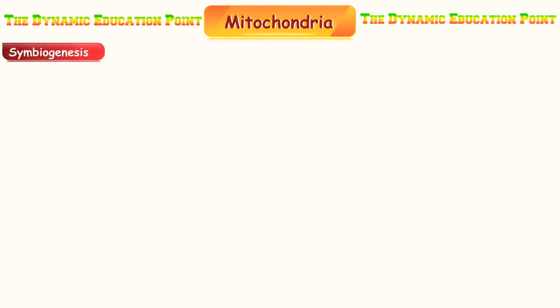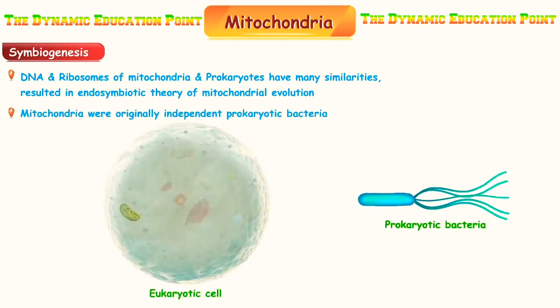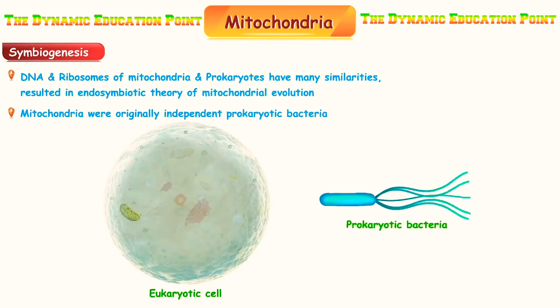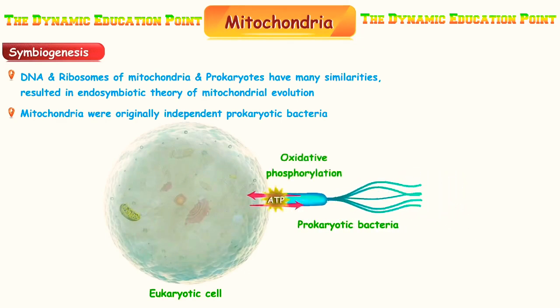Now let's discuss symbiogenesis. The DNA and ribosomes of the mitochondria and prokaryotes have many similarities. The discovery of this fact resulted in the endosymbiotic theory of mitochondrial evolution, which is that mitochondria were originally independent prokaryotic bacteria with the special ability to produce energy through oxidative phosphorylation, and were eventually engulfed by eukaryotic cells.